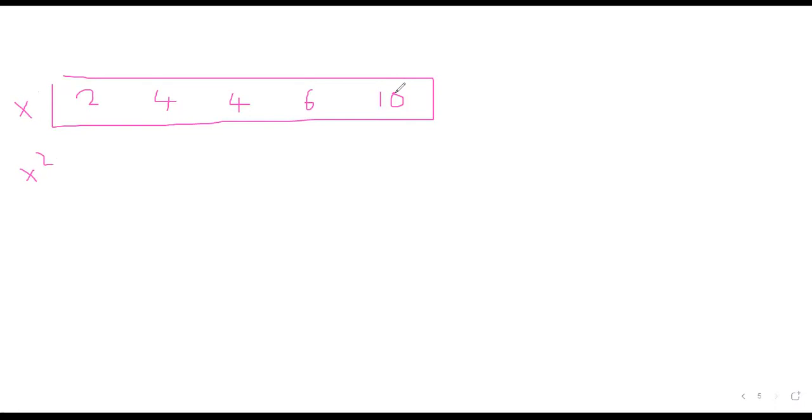So let's add them here. This is called summation of x. This is called summation of x squared. So 10, 20, then we have 16. 1, 2, 3, 4, 5. Our n is 5.